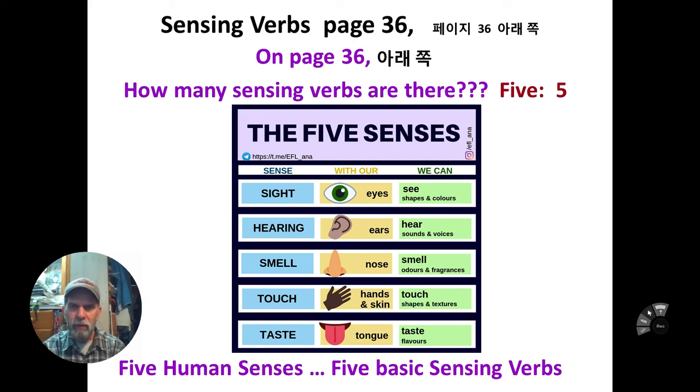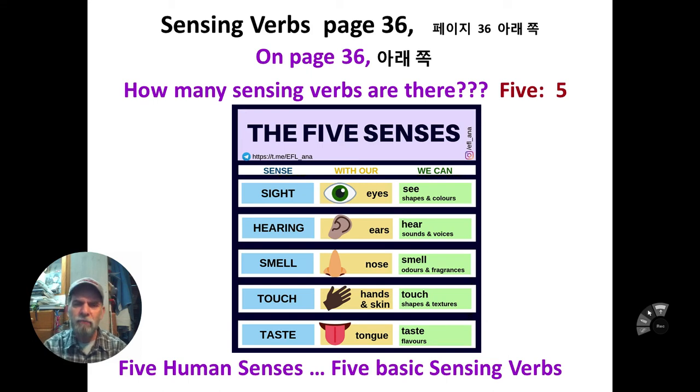Okay, how many sensing verbs are there? Sensing verbs, page 36. What is a sensing verb? It's a verb that goes with, look at this. How many sensing verbs are there? There are 5 sensing verbs. No, there are not. There are many.